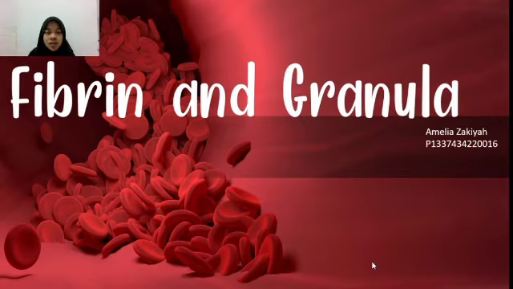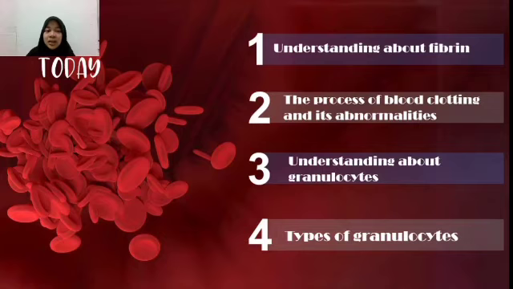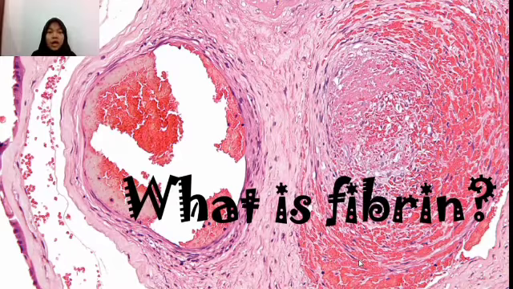Before I start, did you know about fibrin and granulocytes? Here, I will present my work on the topic of fibrin and granulocytes. In this presentation, we will discuss number 1, understanding about fibrin, number 2, the process of blood clotting and its abnormalities, number 3, understanding about granulocytes, number 4, types of granulocytes. First, I will explain briefly what is fibrin.